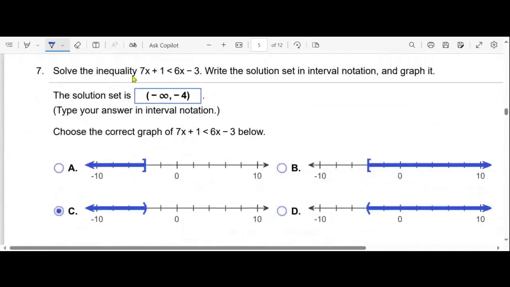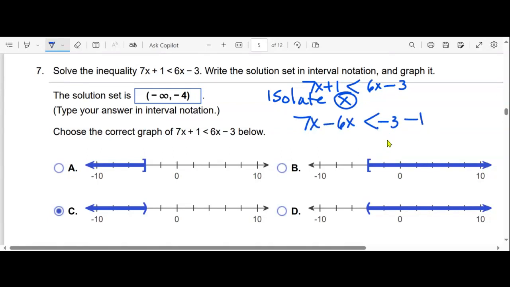I have here solve the inequality. 7x plus 1 less than 6x minus 3. I need to isolate what? X. So it's going to be 7x minus 6x less than what? Negative 3 minus 1. You get what? X less than what? Negative 4. So which one gives you less than negative 4? Which one? This one. So the answer is what? C. So actually it's going from where to where? Negative 4 to where? Negative infinity. Open, open.